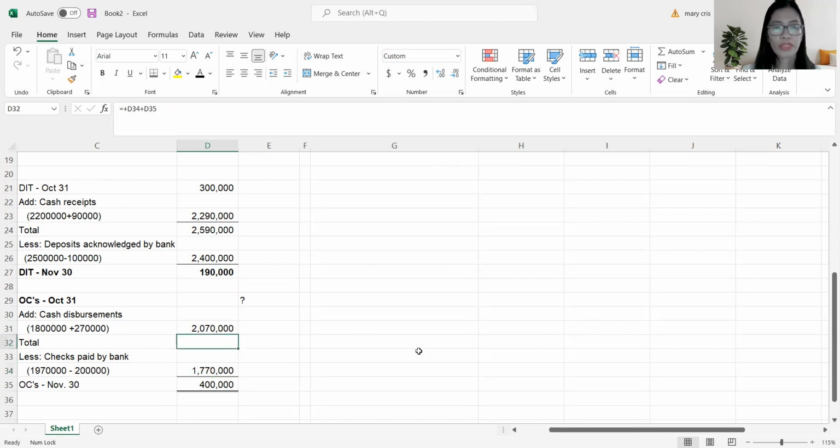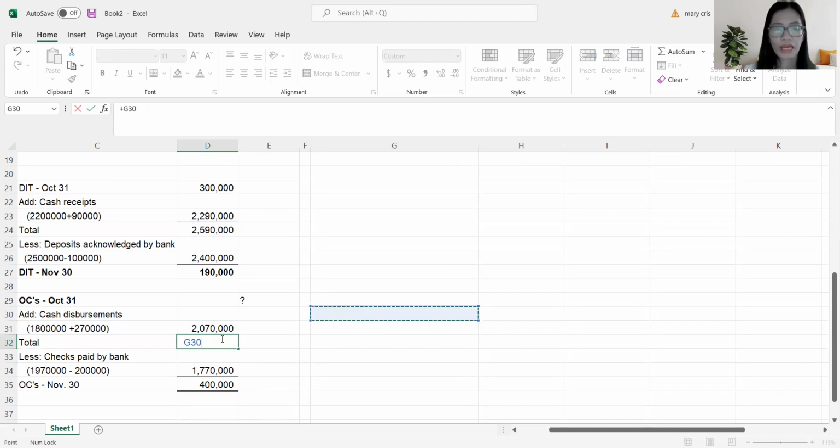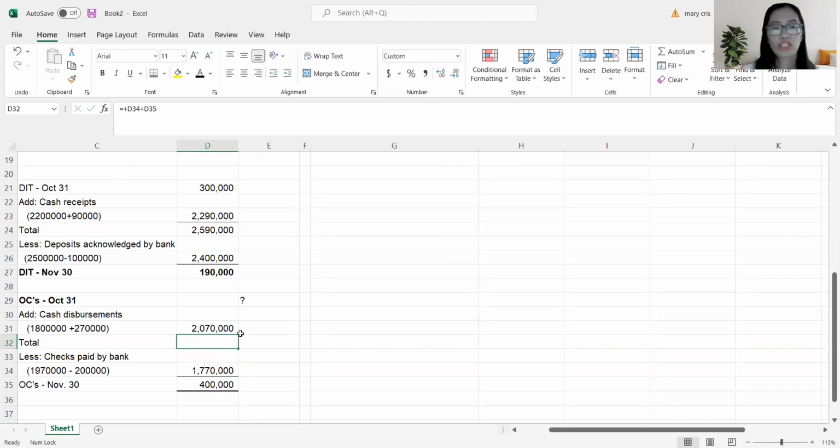So what do we do? Pwede nating i-work back, no? So kung mag-work back tayo from the bottom until the top. So what we do is, since ito, di ba, the usual way of, itong total na to, i-deduct natin para makuha natin yung outstanding check sa end. So what we're going to do now is to add, no? I-add natin ito, plus this one. So you have 2,170,000.